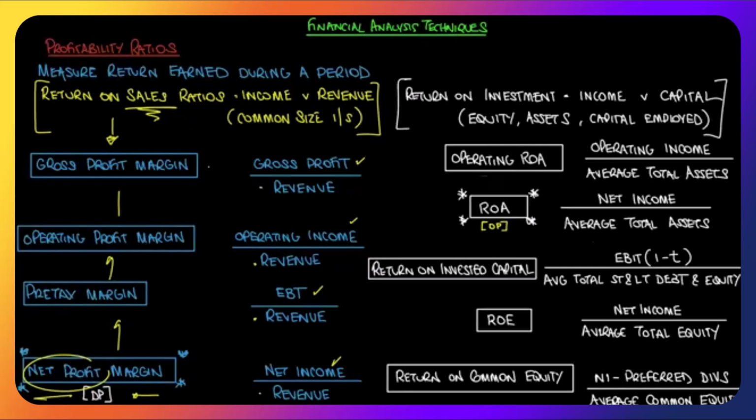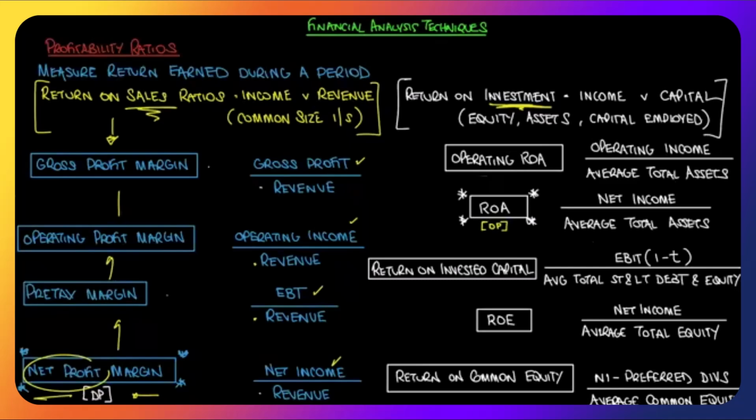Is operating profit margin great? But I get down to pre-tax and it's terrible. Then you've got a huge amount of interest. Look at your capital structure. So margin's great. It's all about how much profit does $1 of revenue turn into. On the right, not return on sales, but return on investment. How much did I generate using my resources, my capital, whether it's equity, assets, or capital employed?